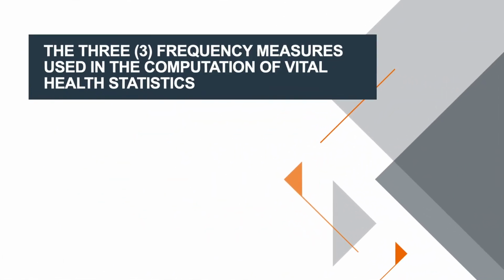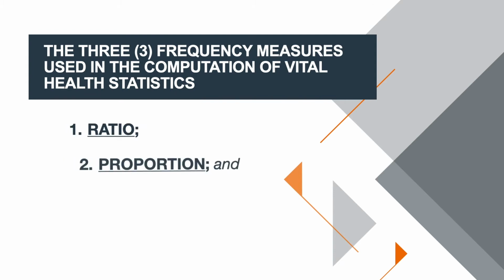The 3 frequency measures used in the computation of vital health statistics: 1. Ratio, 2. Proportion, and 3. Rates.